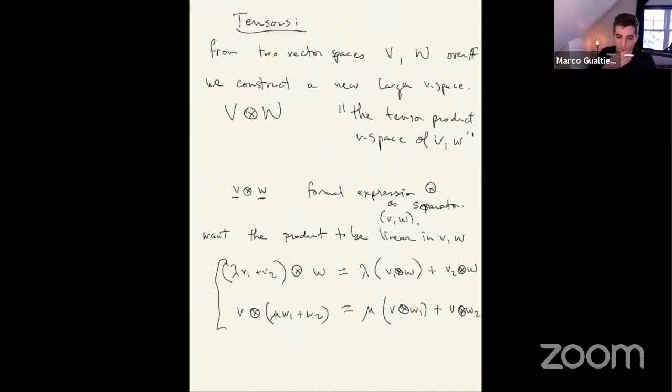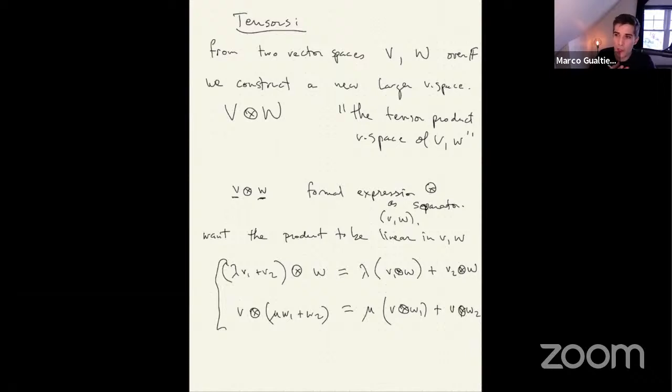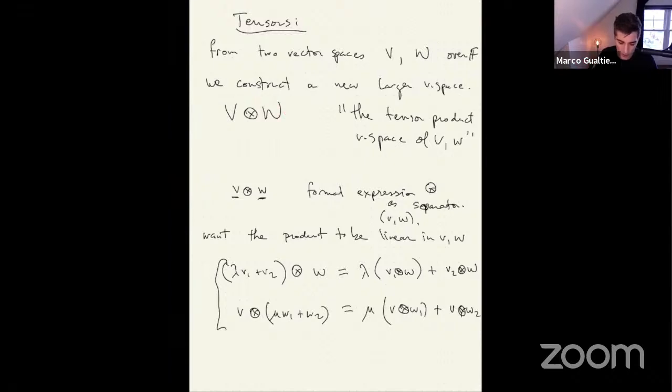I could ask them the following. I say, do you want the product to be commutative? And they say, no, I don't want it to be commutative. I don't want to make any restrictions yet. I just want to be able to take the product of V and W. Okay, if you think about it, it doesn't even make sense for it to be commutative because we're taking the product of V and W, and those are two completely different vector spaces.